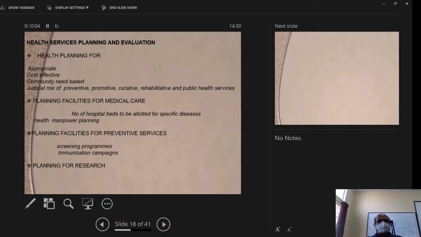Now, planning for facilities for medical care. So this is health planning for all, for various different reasons. Then planning facilities for medical care, then planning facilities for preventive services, and planning for research.